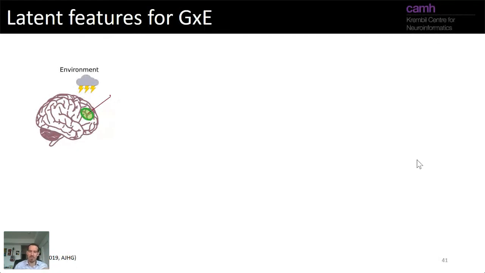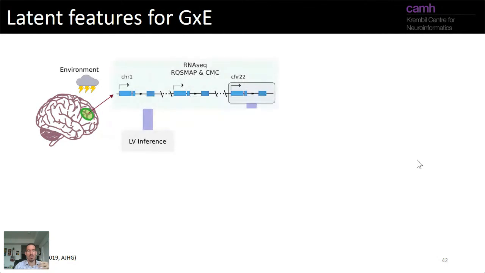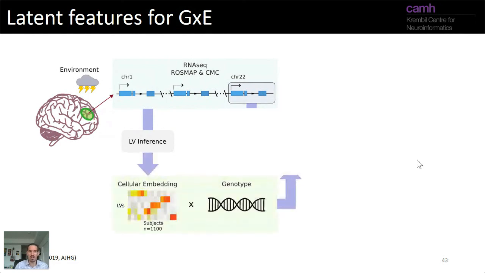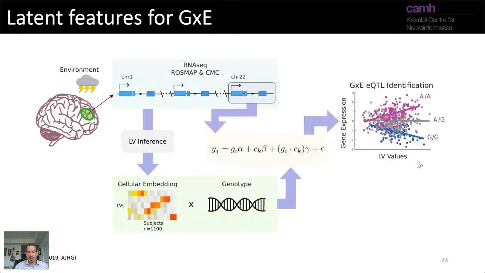In the previous study, we used PET imaging to do it. In this study, we did RNA sequencing of brain tissue. And we used, here it's called LV inference, latent variable inference. It's essentially just principal components analysis paired with another step of cellular embedding where we come up with latent variables, our principal components, that seem to be biologically plausible or representative of certain biological processes. And then perform a gene by environment interaction.